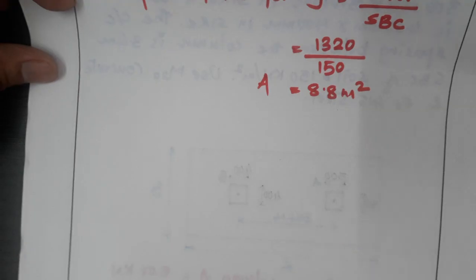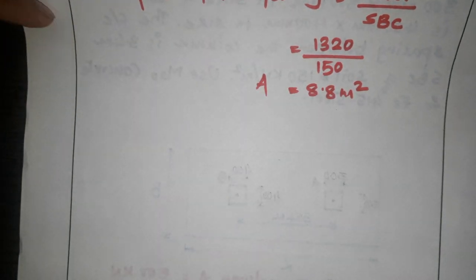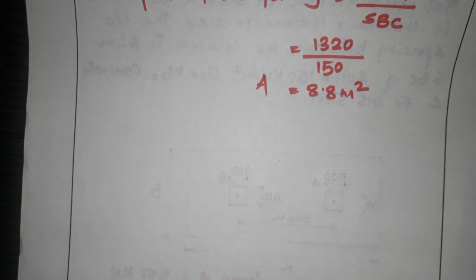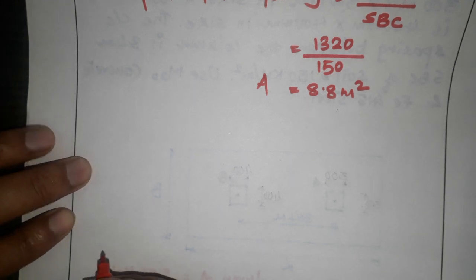Now we'll assume the width of the footing, because nothing is mentioned in the statement. Sometimes it will be mentioned in the question paper, like the width of the footing is so and so, or the width of the footing is restricted to 1 meter, 2 meter, like that. Now here nothing is mentioned, so you can assume the width of the footing.